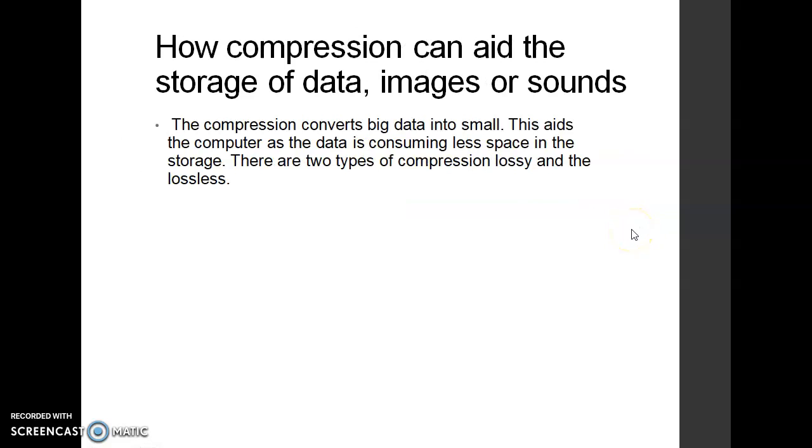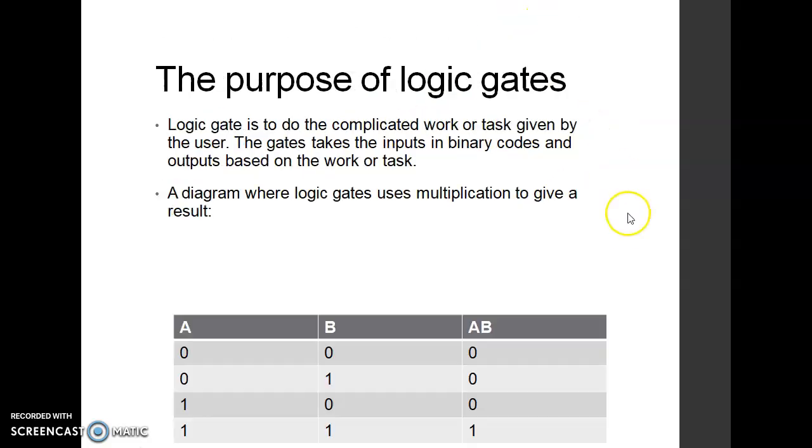How compression can aid the storage of data and images or sounds is the next point. Compression converts big data into small. This aids the computer as the data consumes less space in storage. There are two types of compression, lossy and lossless.